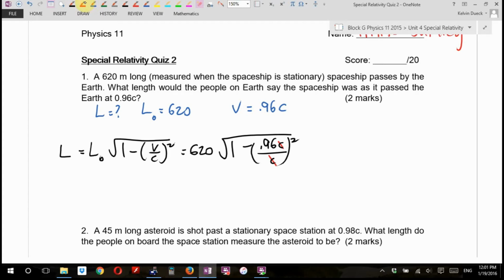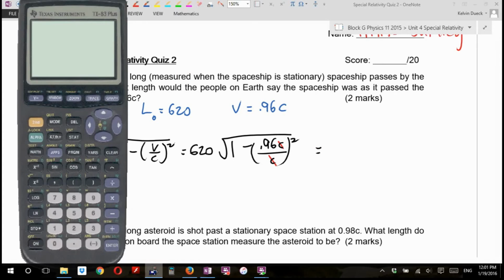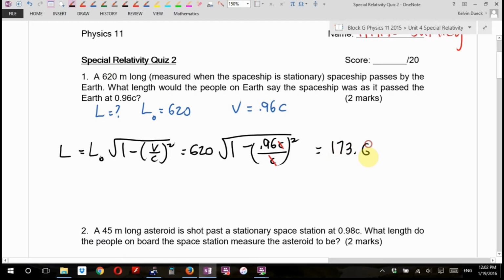For now, I think I can type this on my calculator. I've got a pretty good calculator. It's going to be 620 square root of 1 minus, I think it's just going to be 0.96 squared, all in brackets. Do you get, oh, holy smokes, that worked out, I can't say evenly, but without a lot of decimals. Is it 173.6? Yes? So if you got that, you get 2 out of 2, or you could have said 174. Otherwise, I would give you a half mark for the correct equation, 1 mark for getting the numbers in the right place, because I think the trickiest part is is it L or L0? And then a half mark for the answer.